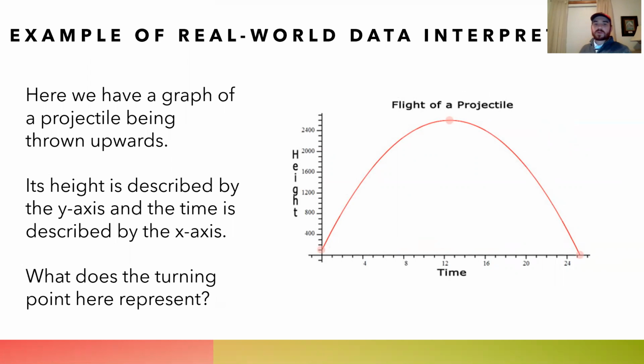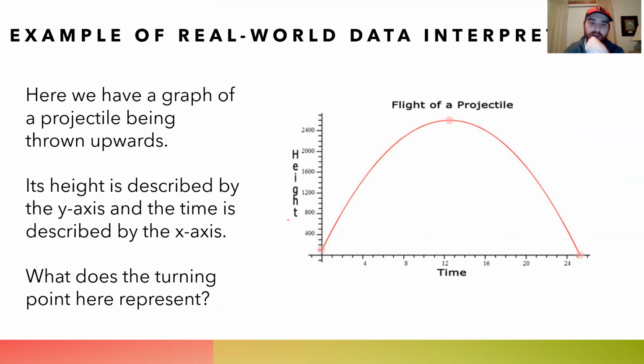Here's an example of a real-world data interpretation. This is the graph of a projectile being thrown upwards. It's actually technically the theoretical graph of a projectile being thrown upwards. This doesn't account for air resistance at all, which isn't ideal, but doesn't really matter. The height is described by the y-axis and time is described by the x-axis.